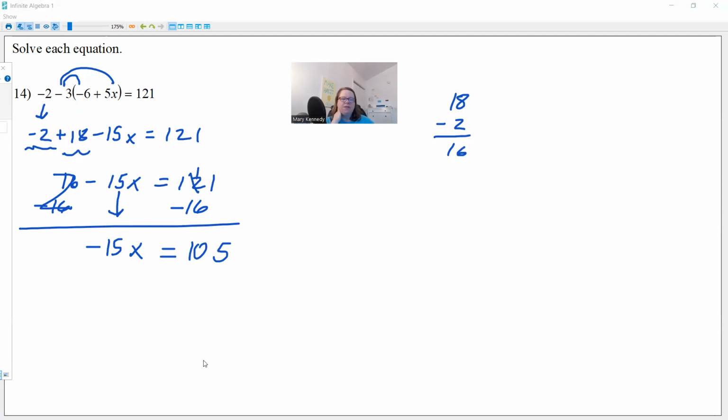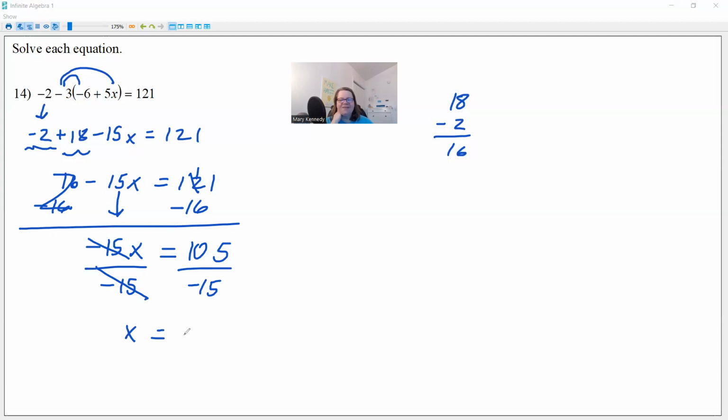And then I'm ready to do the last step. It says -15 times x, so I'm going to divide by -15. You always want to do the inverse operation or the opposite operation. So -15 divided by -15 is just 1, which is why I did this. I want this to equal 1x. And then 105 divided by -15 is going to be a negative number because they're opposite signs. So I know I'm going to get a negative. And it turns out that is -7. All right. So the value here is x equals -7.